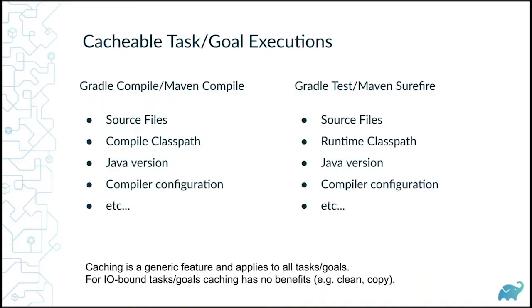But the key idea is when the inputs have not changed, the output can be reused from a previous run, and the previous run doesn't need to be the last run, it can be the run from 2 days ago. And of course, it can be reused across machines. So to give you an example, if you look at the compile task, the inputs are the source files, the compile class path, the Java version, the compiler configuration.